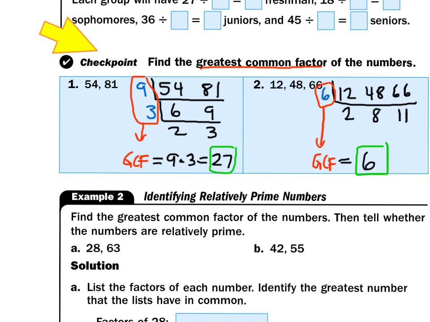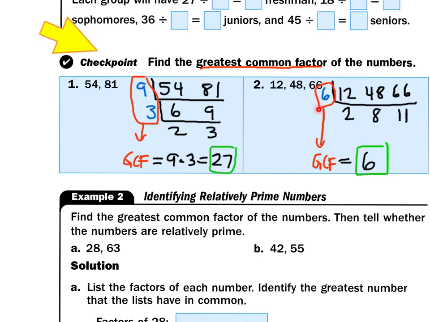12 divided by 6 left me with 2. 48 divided by 6 leaves me with 8. 66 divided by 6 leaves me 11. Now when I look at the 2 and the 8 and the 11, nothing goes into all three. Remember, it has to go into all three. Nothing goes into all three except 1. So that's when you know you're done.